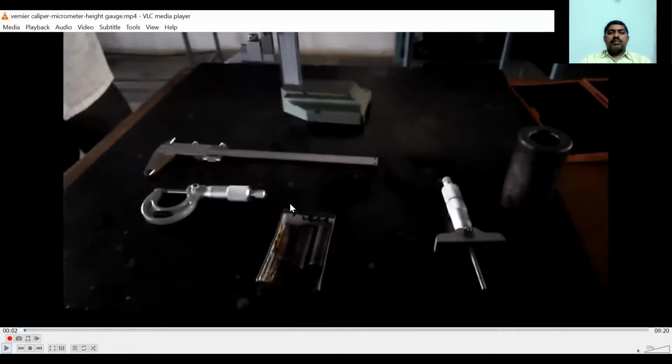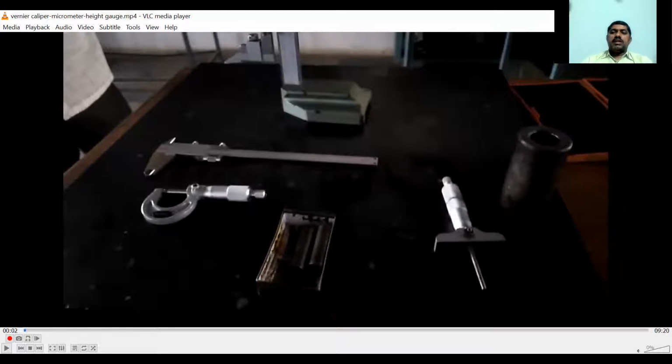So these are the tools or instruments required for conducting the experiment. This is the vernier caliper, this is the outside micrometer, this is the inside micrometer, and this is the vernier height gauge. These are the cylindrical workpieces for which we want to measure the dimensions, and this is the ring gauge.